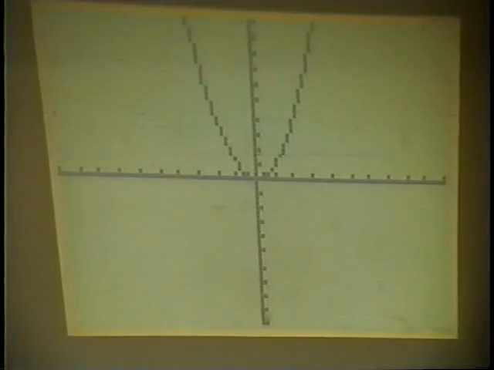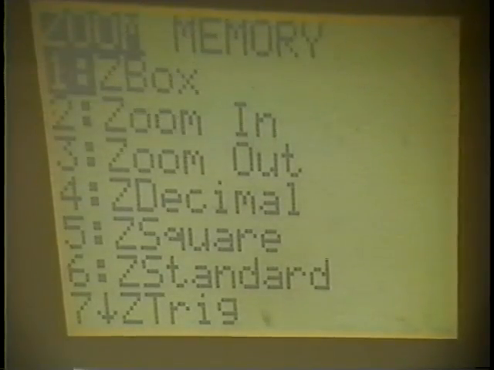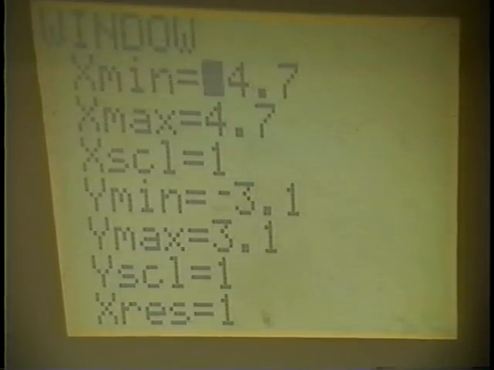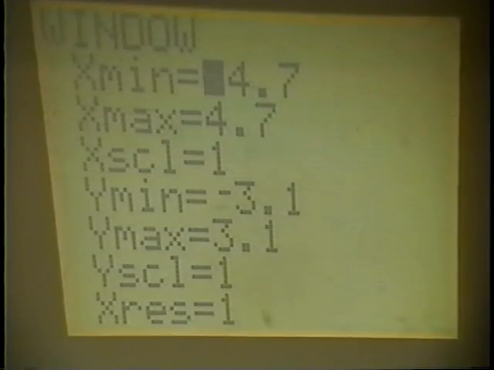Okay, so this is our viewing window, and when I hit graph, it graphs that function y equals x squared in this window. Now, if I hit the zoom button again, and this time I press 4, just hit the number 4 to get Z decimal, it changes my viewing window. If you hit window, we're now using the viewing window where x is from -4.7 to 4.7 and y is from -3.1 to 3.1. In the first videotape, I explained why this viewing window is desirable.